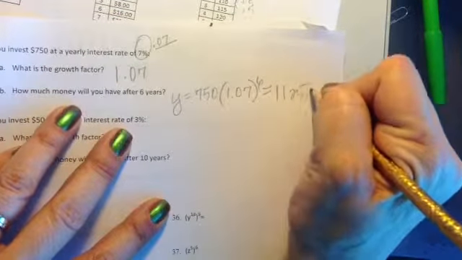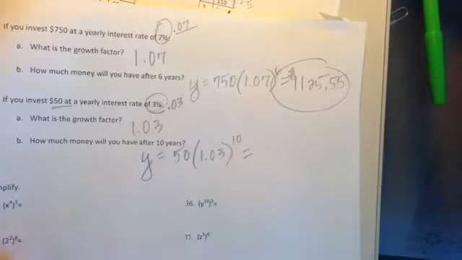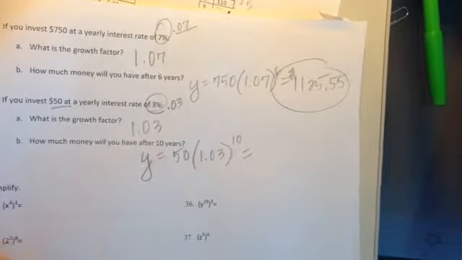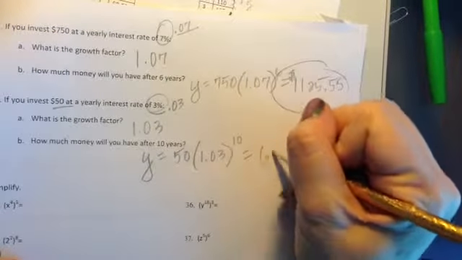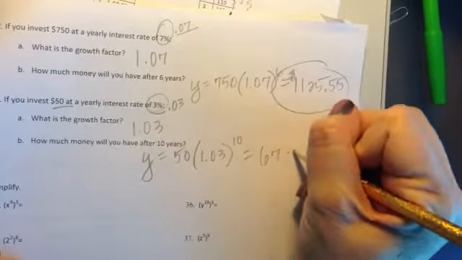33, I'm investing 50 at a growth rate of 3%. Growth factor is 1.03. After 10 years, if I start at 50, multiply by 1.03 to the 10th, I'm going to wind up with $67.20. I don't know if I could wait 10 years for that much.